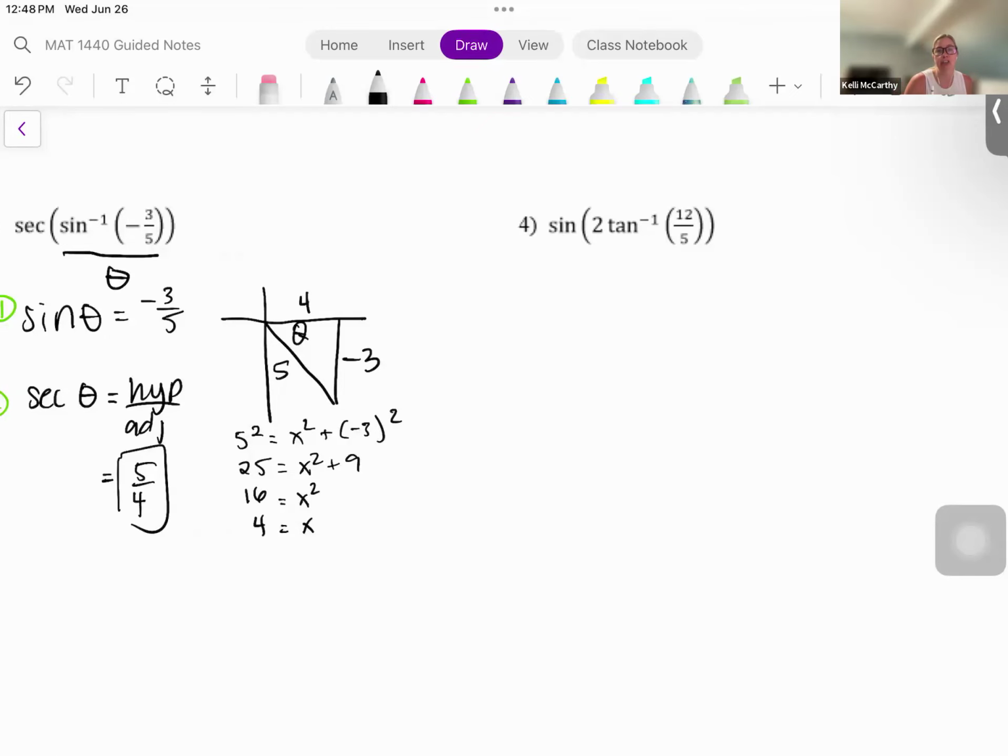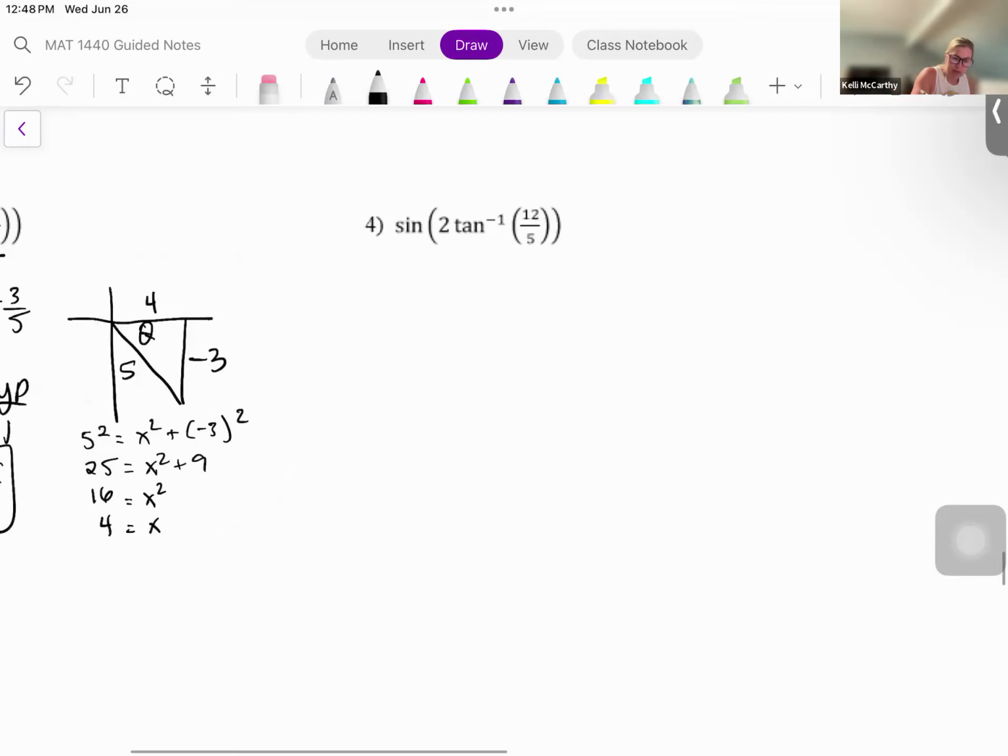Sine of 2 tangent inverse of 12/5. So we're going to work from the inside out. This inverse tangent of 12/5, this value is going to be our theta. So that first step will be to try to figure out some more information about theta. We know that tangent of theta is equal to 12/5, and theta has to be in either quadrant 4 or quadrant 1, so from negative pi over 2 to pi over 2. Since tangent's positive, that puts us in quadrant 1.